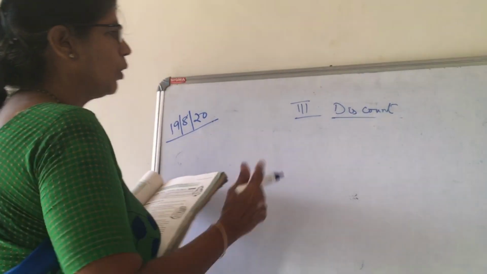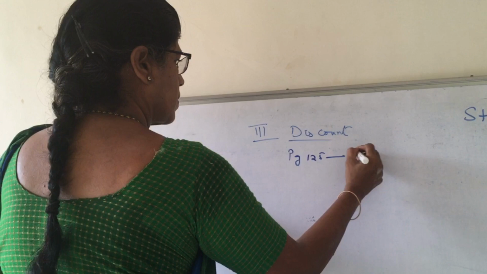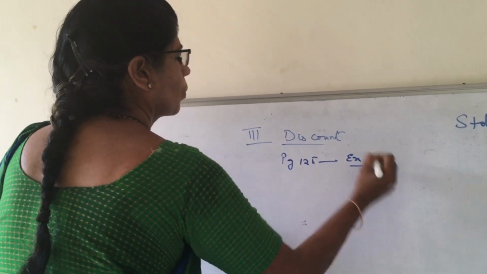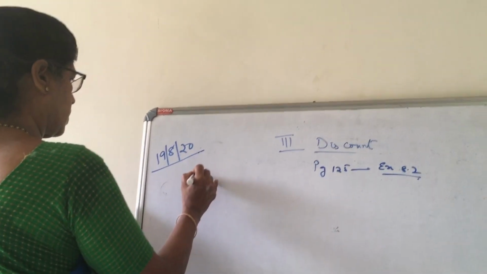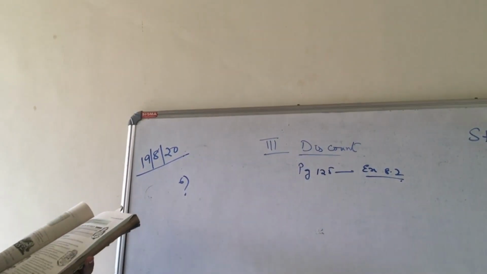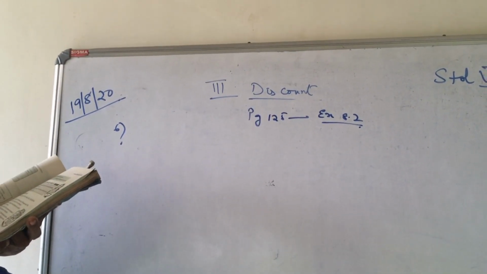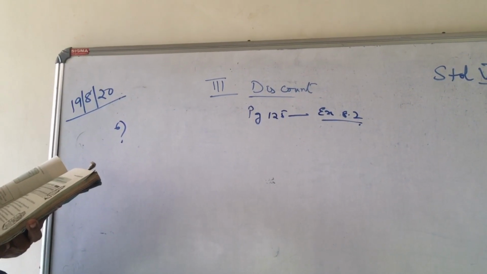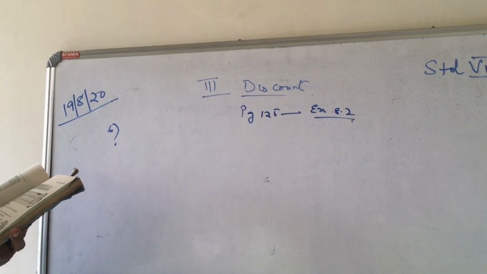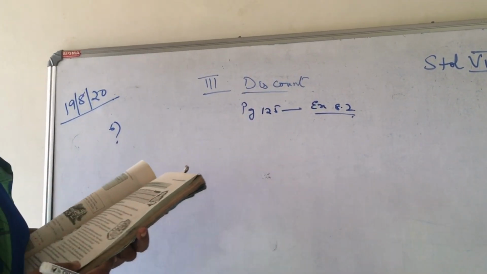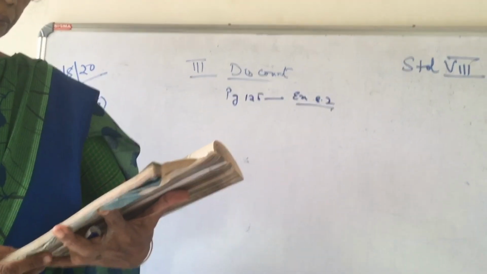All of you open your textbooks to page number 125, exercise 8.2. Are you able to follow, girls? In the exercise, the sixth sum. During a sale, a shopkeeper offered a discount of 10% on the marked prices of all the items. What would a customer have to pay for a pair of jeans marked at rupees 1450 and two shirts marked at rupees 850 each?